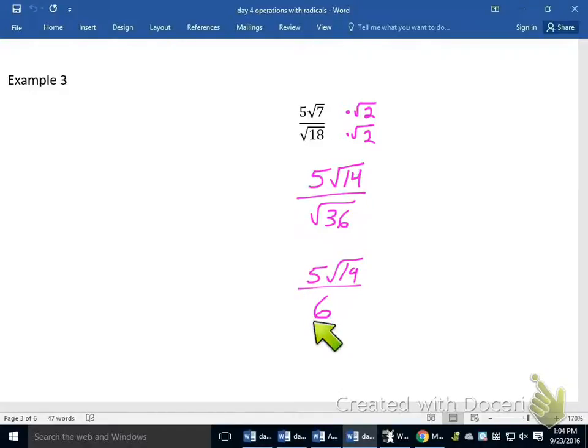Look for anything that can divide out right here between the 5 and the 6. If there is, do it. But right here, we're done. 5 root 14 over 6.